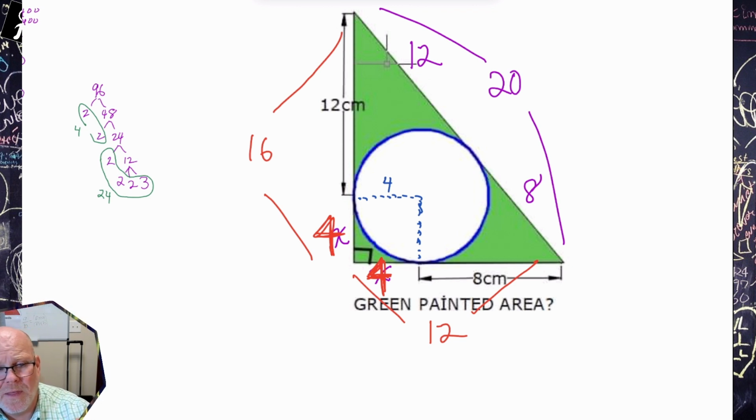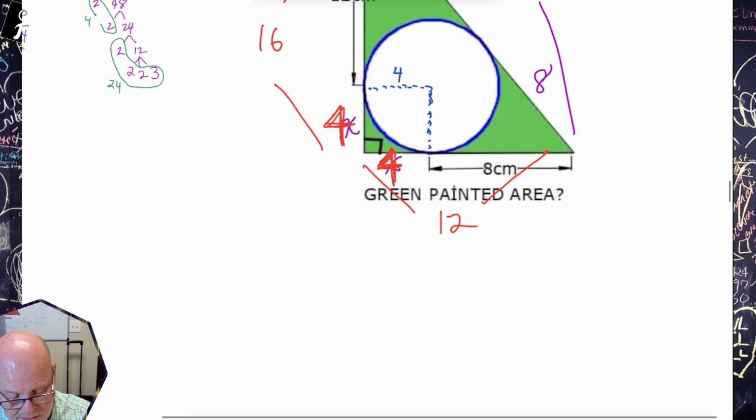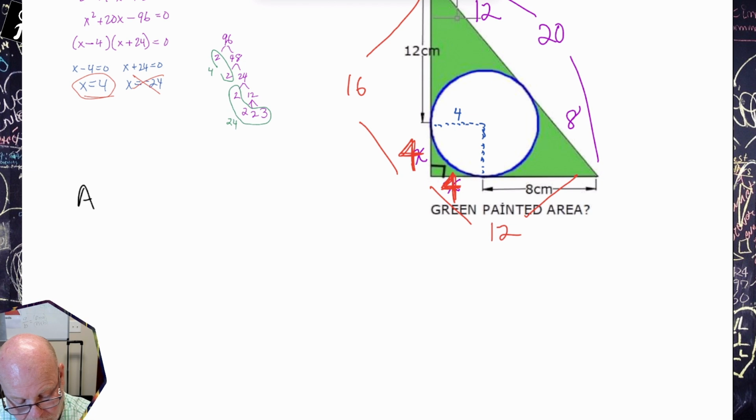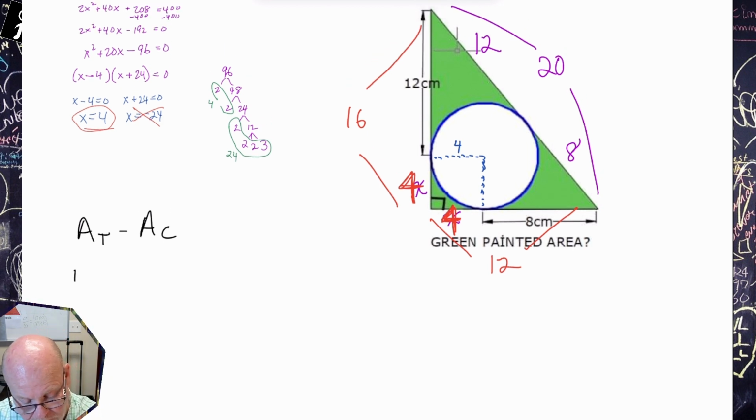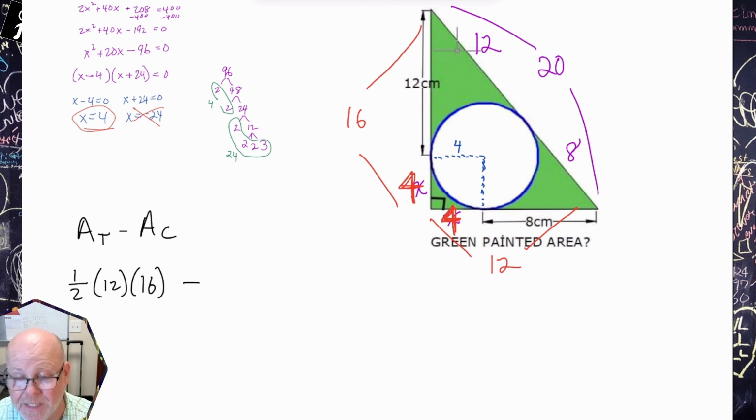So now I know enough of the information to find the area of the triangle. I know the radius of the circle, so I can find the area of the circle. Now all I have to do is find those two areas and subtract. So let's do it. We've got the area of the triangle minus the area of the circle, and that's going to be the answer we're looking for. All right. So the area of the triangle is 1/2 times 12 times 16 minus the area of the circle. And that's going to be pi r squared, which is pi times 4 squared.